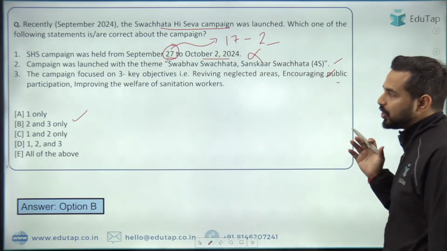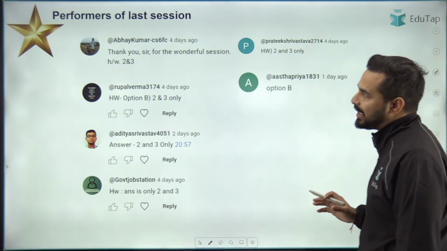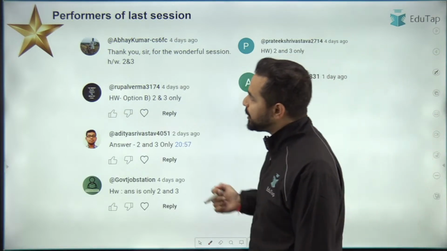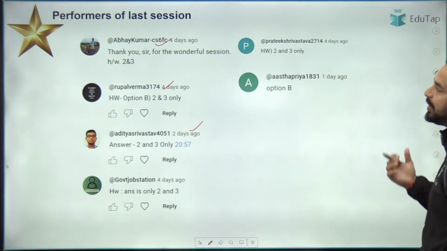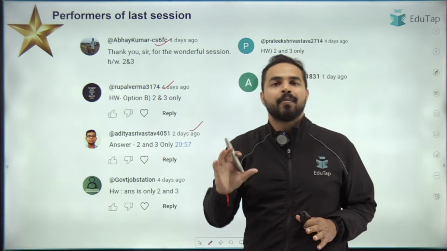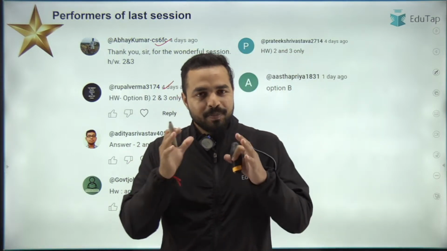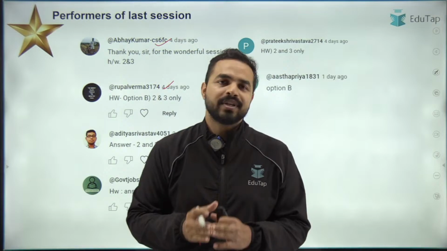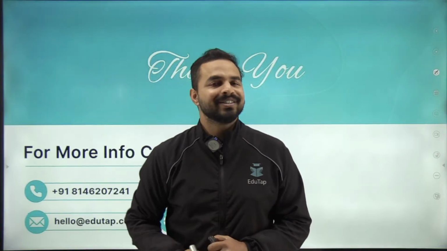ठीक है जी. So the people who have answered the question correctly, these are basically the star performers, which includes Abhay Kumar, Rupal Verma, Aditya Srivastav, Government Job Station, Prateek and Astha. So congratulations my dear friends that you are the star performer of the last session. अगर आप भी आज के सेशन के स्टार परफॉर्मर बनना चाहते हैं, so make sure कीजिए कि आप आज के होमवर्क क्वेश्चन का आंसर कमेंट सेक्शन के अंदर आंसर कीजिए that what exactly is the right answer to that question.